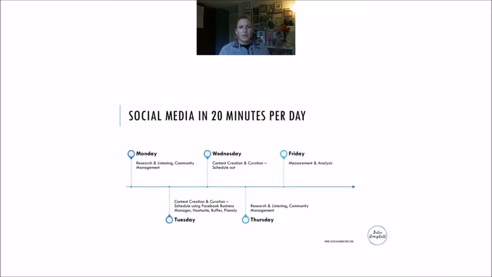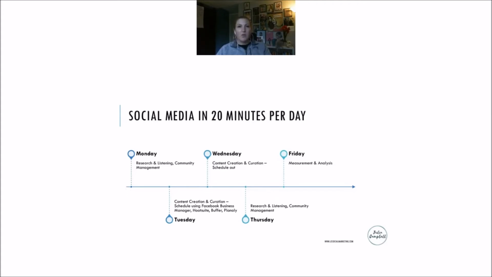So the framework that I teach, so 20 minutes per day, you're not going to be doing all of this every single day. It's completely dependent on your organization. But what I recommend is Mondays you spend on research and listening and community management. Tuesdays, content creation and curation, scheduling. Wednesday, same thing. Thursday, more research and listening, community management. And then Friday, measurement and analysis. So your week might look different than this week, but this is what I recommend.